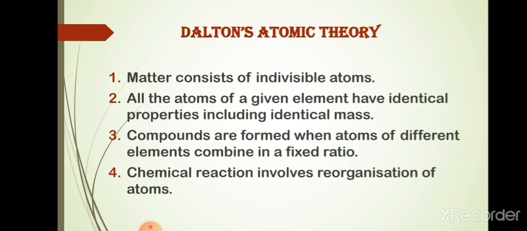Next is Dalton's atomic theory. Dalton in 1808 proposed the theory to describe the nature of the matter. It stated that matter consists of indivisible atoms. Postulate second is all the atoms of a given element have identical properties including identical mass. That is, atoms of different elements differ in mass.